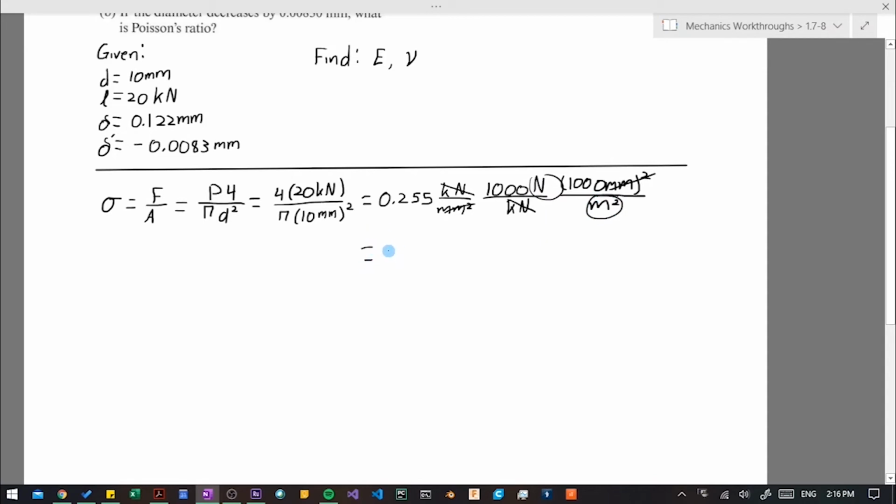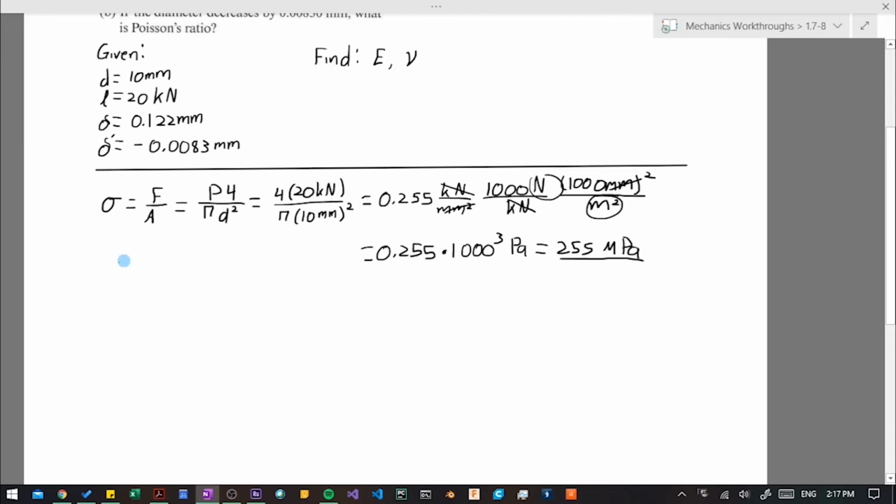So we can say this is equal to 0.255, and we can't forget our 1,000s. And since this is squared, shouldn't cross out the 2. We have 3 of those, so one thousand to the third pascals. And I'm going to use one of these to move this decimal here, and then the other 2 will turn into prefixes. And so there's our stress.